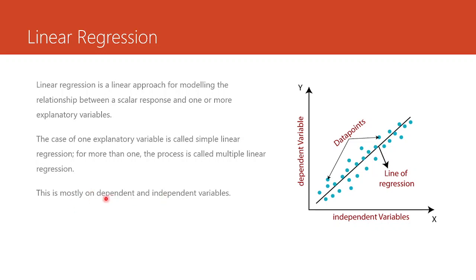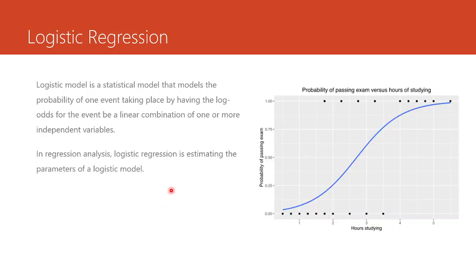This is mostly working on dependent and independent variables. The variable which we are passing and the value which we are getting are two variables. The variable which we are passing is the independent one, and its value can be anything, while the dependent one is derived from the independent. So the dependent's value cannot change unless the value of the independent changes.